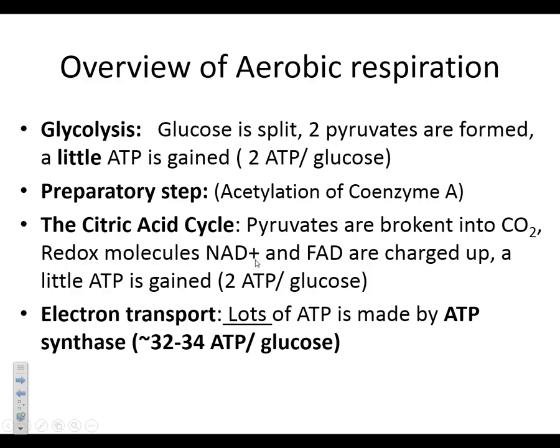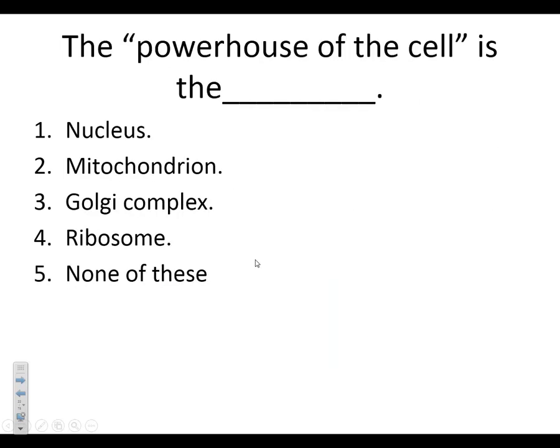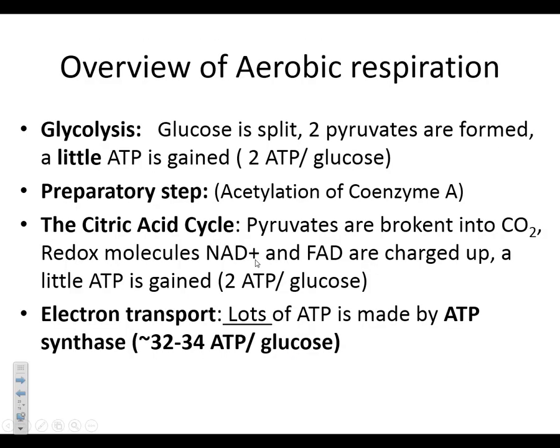The reaction that we saw looks simple enough here, and it is pretty simple here. The way living things do it is quite complicated. There are 3 major steps: glycolysis, citric acid cycle, electron transport. There's an intermediate step that sort of counts, but let's look at this. This is the primary stuff you need to know. Glycolysis: glucose is split, 2 pyruvates are formed. You get a little ATP, 2 ATP per glucose that you break in half.